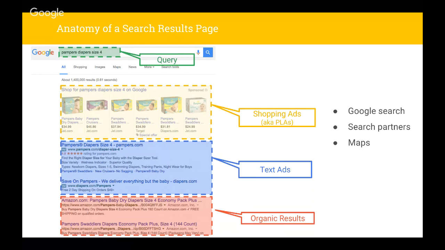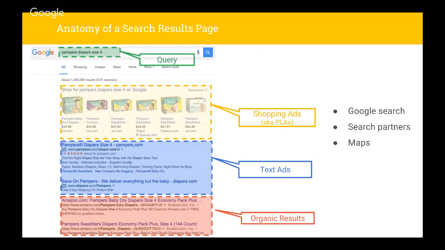So in the text ads, you have a lot of room to tell people about your product, about what you're offering. There's a lot of extra components that you can add there as well. So AdWords was fundamentally based on those text ads, and the shopping ads came a bit later. And then below that, you've got the organic results.